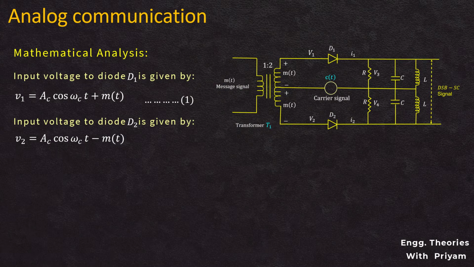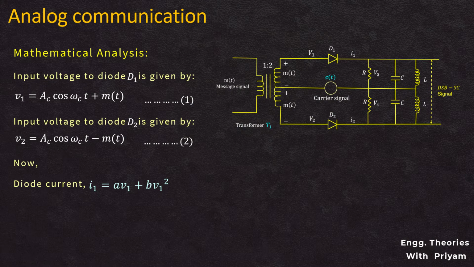And identify this equation as equation number 2. Now, the diode current flowing through the diode D1 is nonlinear in nature, and the diode current through the diode D1, or I1, is equal to A V1 plus B V1 square, where A and B are constants.